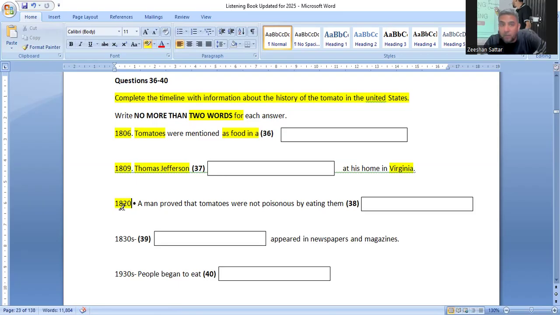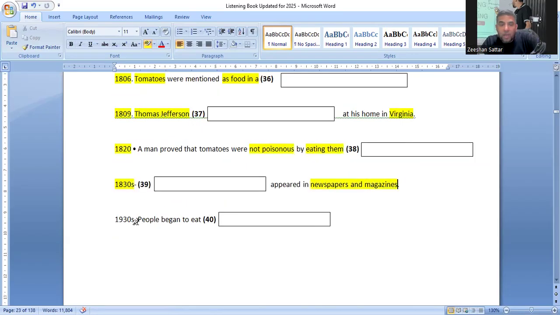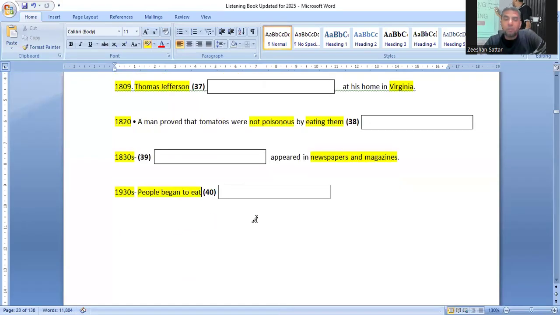1820, get alert, finger, and then pencil will be odd, not poisonous. And once you listen to the words not poisonous, hit the pencil by eating them. 1830, pencil, finger, and newspaper and a magazine. You will place your pencil on it. And then we reach 1930, pencil, and people began to eat. In 1930, finger, and people began to eat what? That is the pencil. And in this way, we will complete the test.